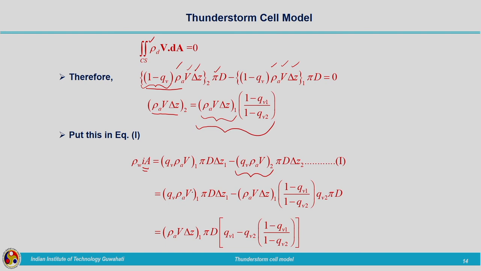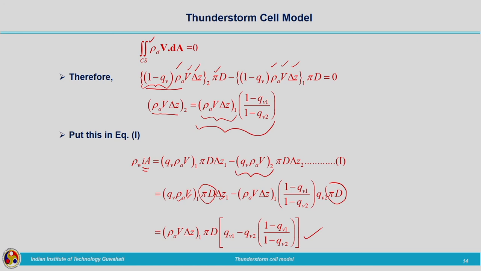So, this particular expression we are modifying on the right hand side, rho a v delta z 1 terms combined together, pi d is common to both the terms, and rearranging the terms we will get this expression, rho w I a is given by this lengthy expression.